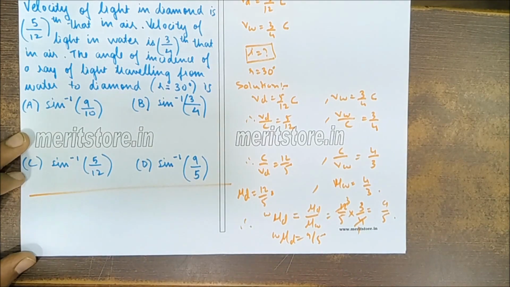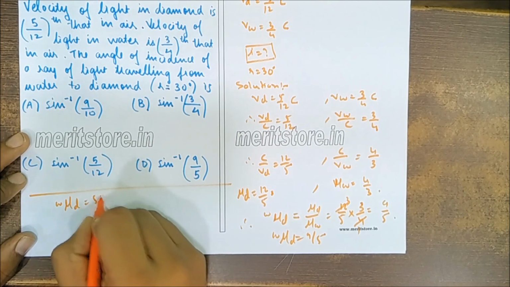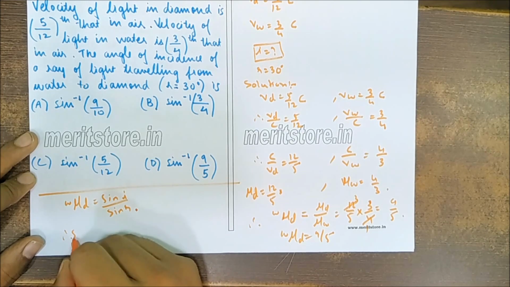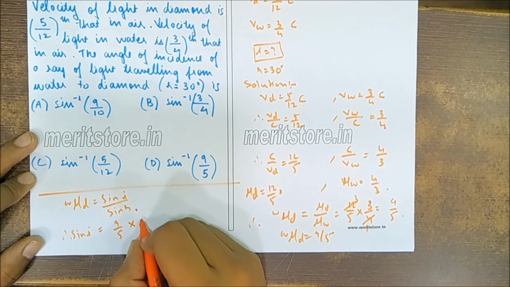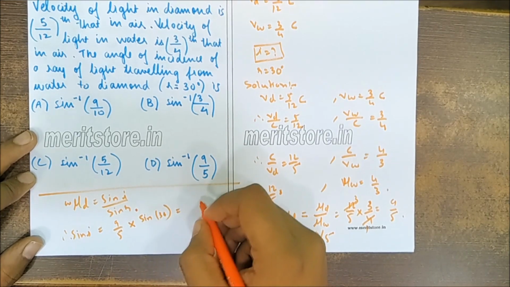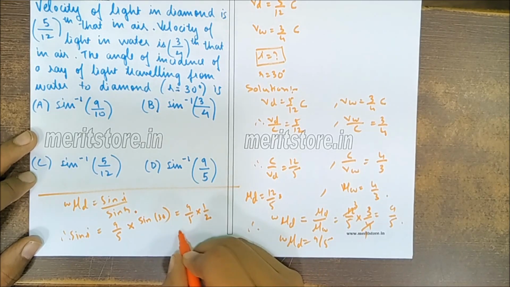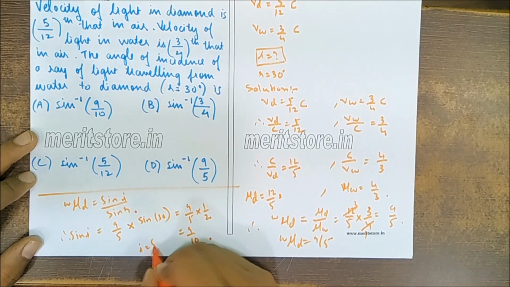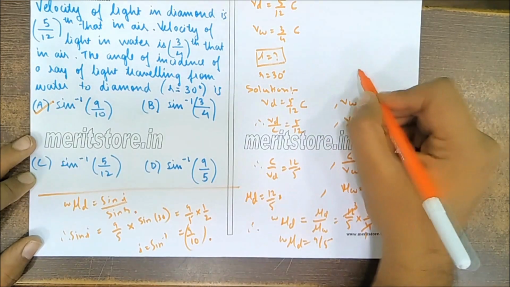Now we can say that W mu D is sin I upon sin R. So sin I is equal to 9/5 into sin 30. So that is equal to 9/5 into half, that is 9/10. Therefore I will be sine inverse of this, option A.